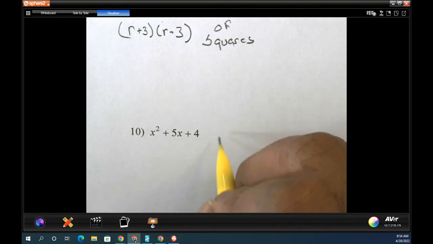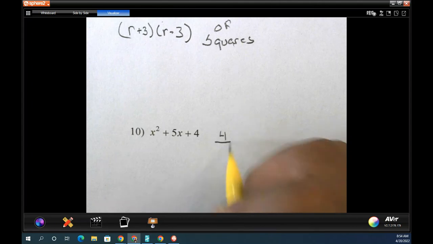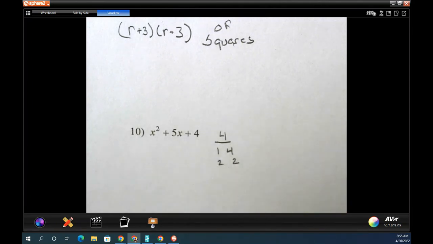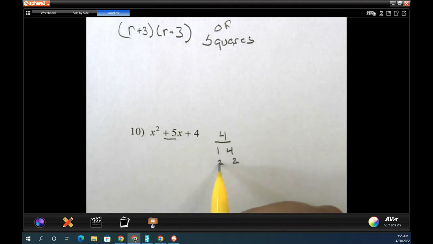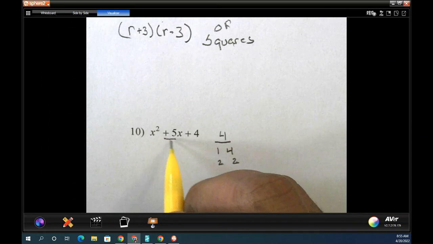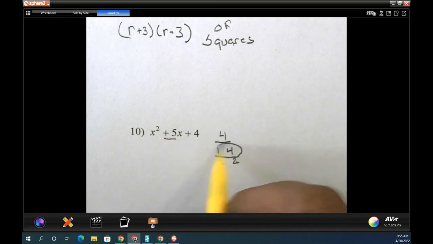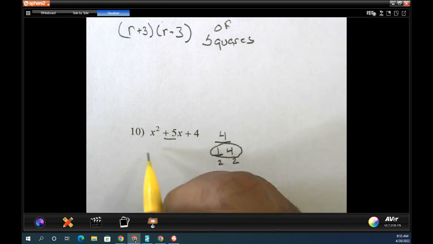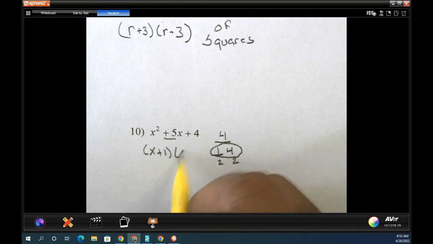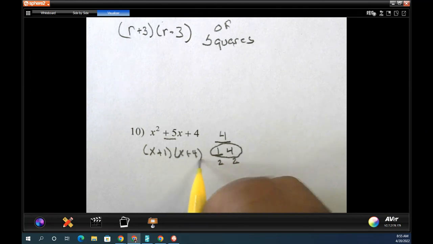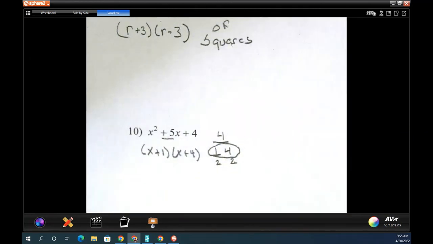All right, 4. The only factors of 4 are 1 and 4 and 2 and 2. So we need to make sure you do that. So we need to find the factors that add up to 5, which is 1 and 4. Now, so that would be x plus 1 times x plus 4. That's it. That's your answer.